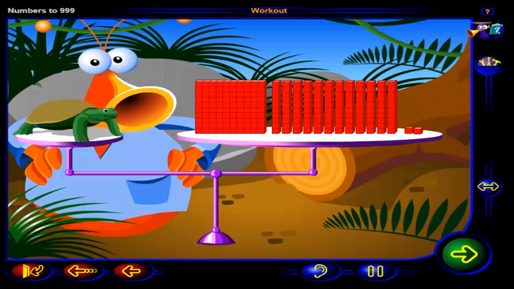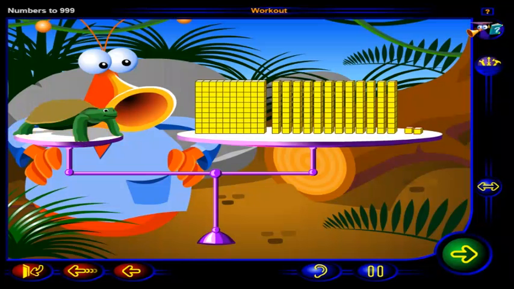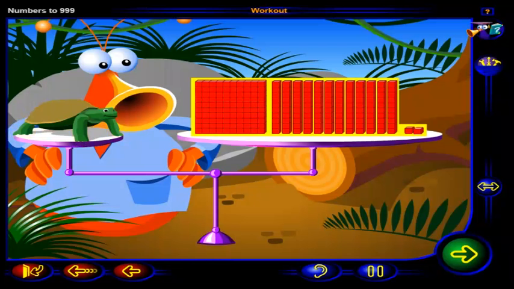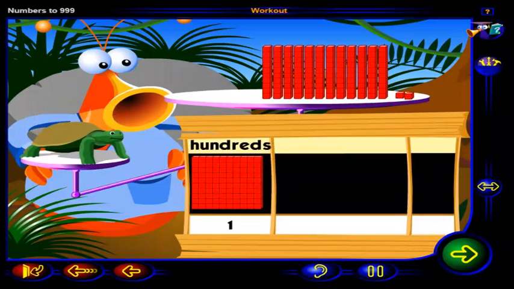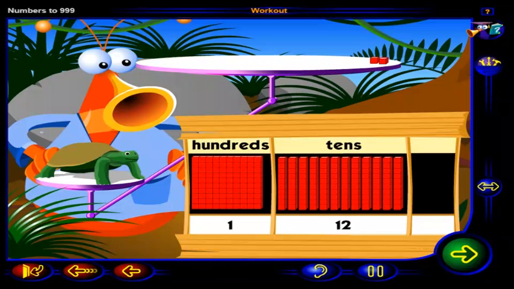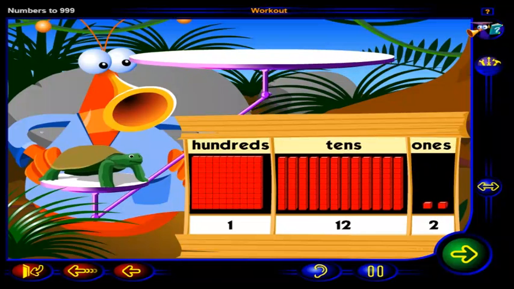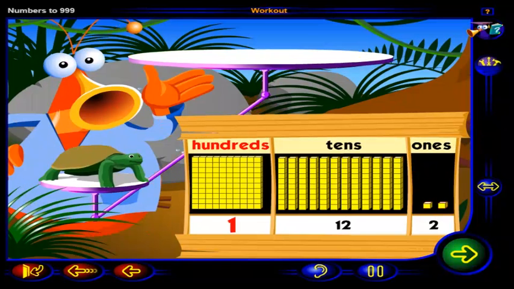Ah, you're using those blocks to weigh the tortoise. So, how many blocks have you used to balance the scale? Click on the blocks to see how many there are. 100, 12 tens, and 2 ones.